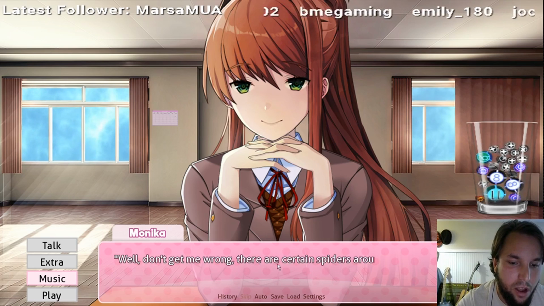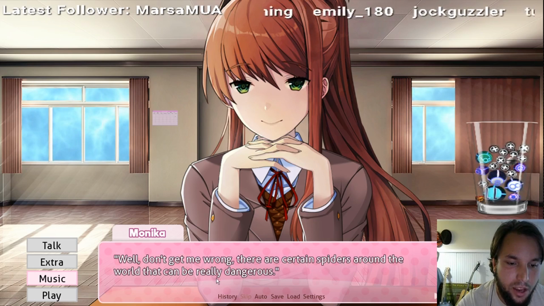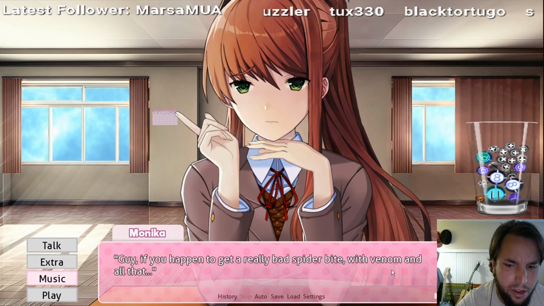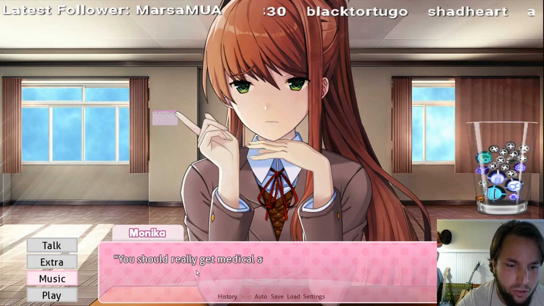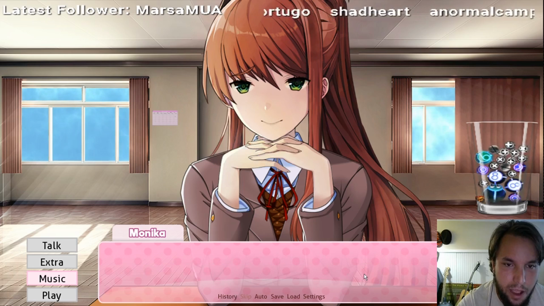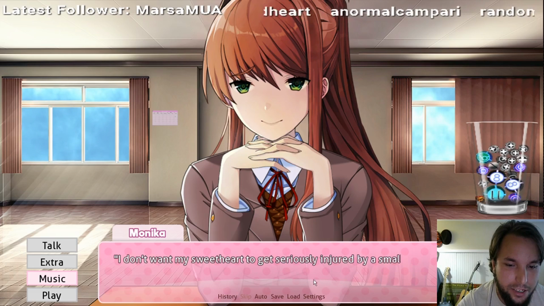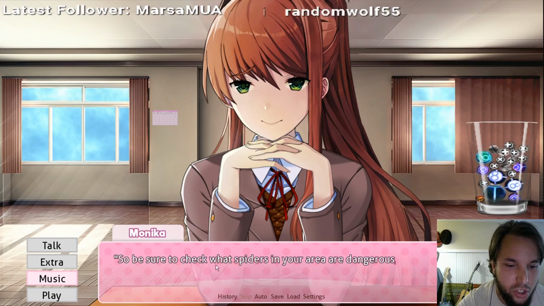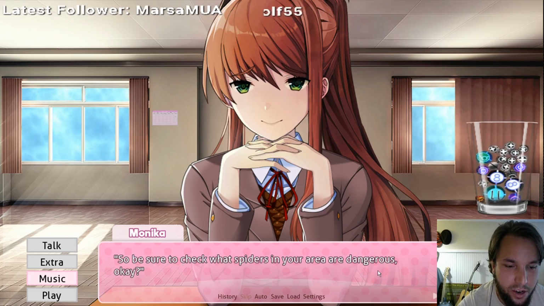Well, don't get me wrong, there are certain spiders around the world that can be really dangerous. Guy, if you happen to get a really bad spider bite with venom and all that, you should really get medical attention as soon as possible. I don't want my sweetheart to get seriously injured by a small spider bite. So be sure to check what spiders in your area are dangerous, okay?